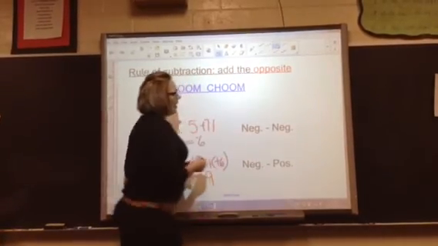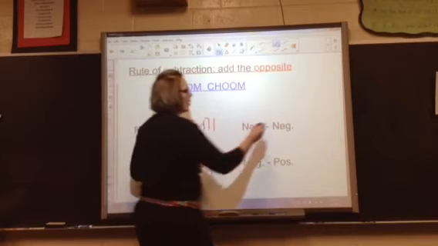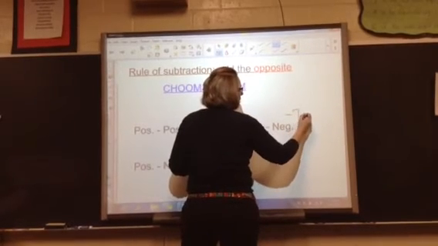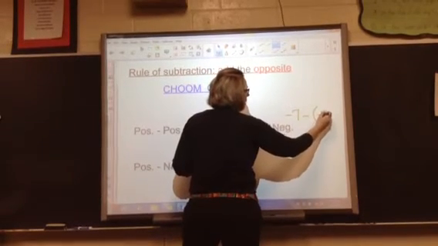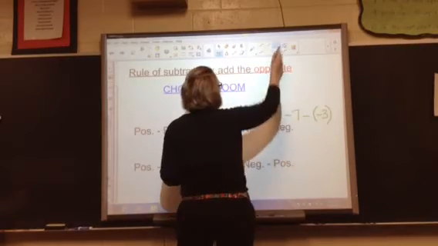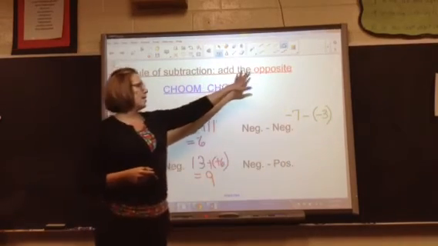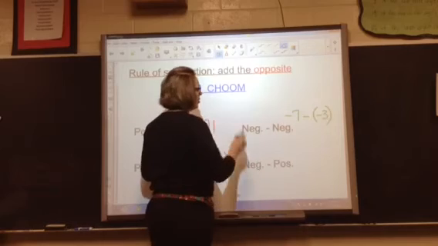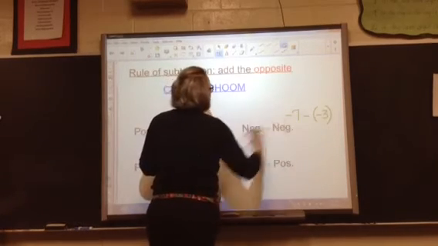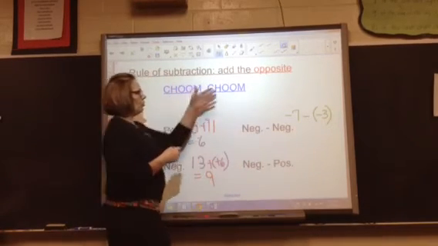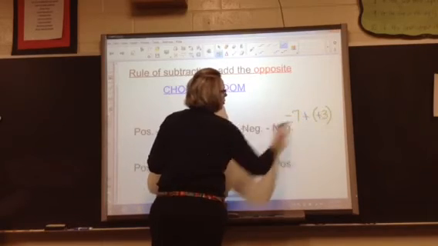What about when we have a negative? Here's an example of a negative with a negative. How about negative 7 minus negative 3? Well, remember the rule says to add the opposite. We're going to take the subtraction and turn it into addition, and then take that negative and turn it into a positive. Chum chum.